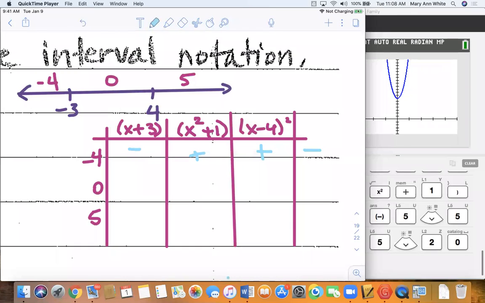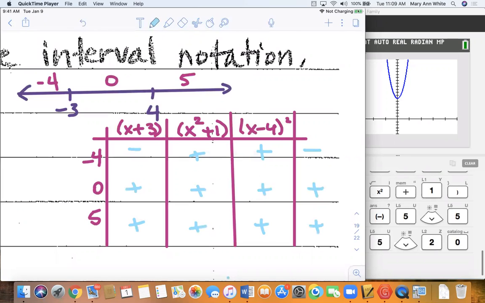All right, now we try 0. 0 plus 3 is positive. 0 squared is going to stay positive, and anything squared will be positive. So all three positives multiplied together keep it positive, and now I'm going to try 5. 5 plus 3 is positive. 5 squared plus 1 is positive, and then 5 minus 4 squared is also positive, so they stay positive.